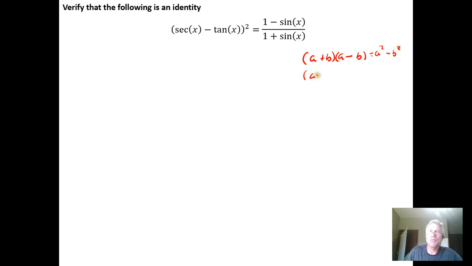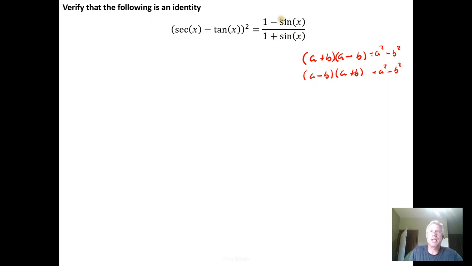If we started off with something that was a minus b, its conjugate would be a plus b, and we would still have a difference of two squares pattern, and we would get a squared minus b squared when we multiplied this all out. So we're going to use this idea in this particular problem.